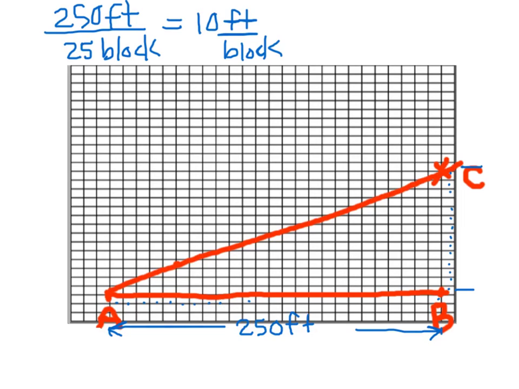Anyhow, since there are 14 blocks between points B and C, and each block is worth 10 feet, hey, look at that. Blocks cancel. 14 times 10 equals 140 feet. That is what I've calculated as the height of the bell tower.